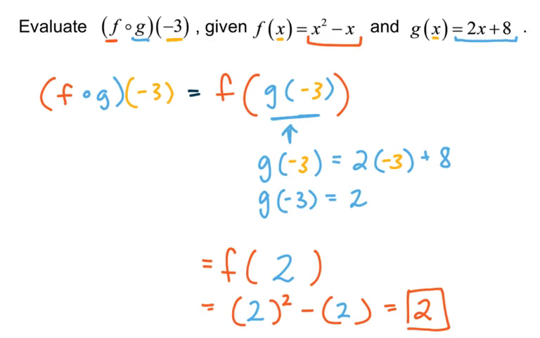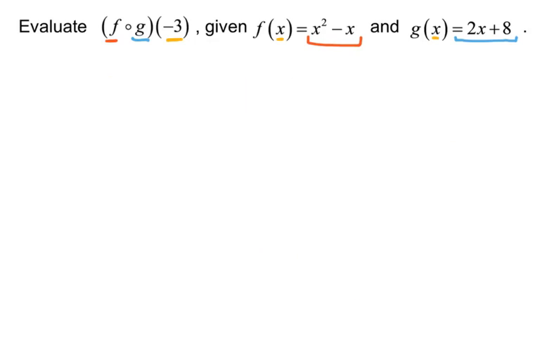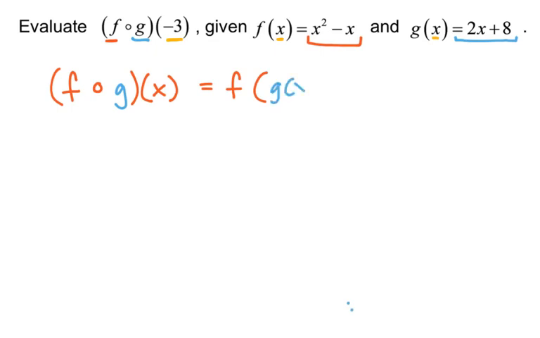Now, another way we could have done this problem would have been to first find out what f of g of x is. And by definition, that would be f composed of g of x. So essentially all I've done here was take that -3 out for my x value, and I'm just going to find that composition function. I'm just going to say, what does it look like if I take g and plug that into f?